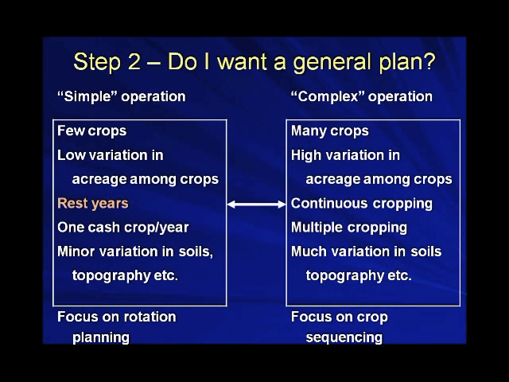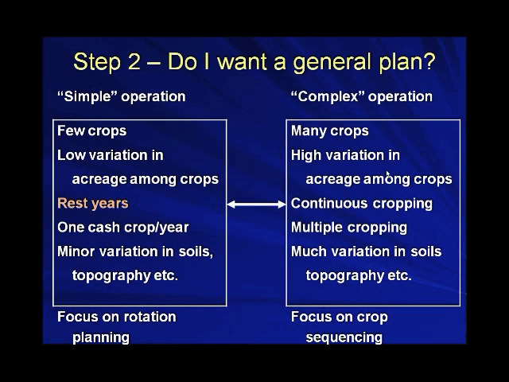The Nordells could certainly grow, say, lettuce before those summer planted fall brassica crops, but they don't. They just grow one cash crop per year, and it makes things much simpler for them. It makes it possible to have this more generalized scheme. And then minor variation in soils. If you can grow anything on any part of the farm, that makes it easier to have some kind of general scheme. And then on the other side, over here, we have the converse of each of these: few crops, many crops, and so forth.